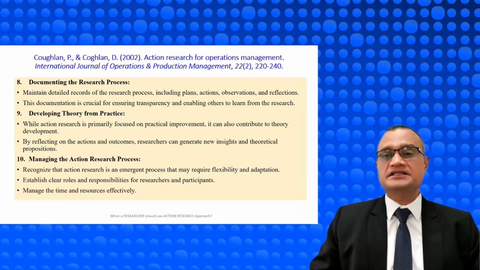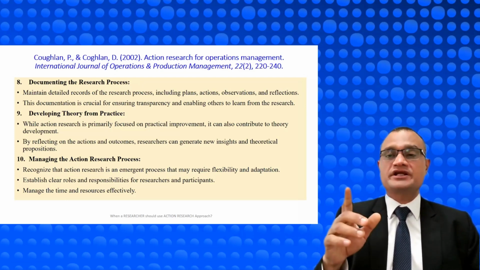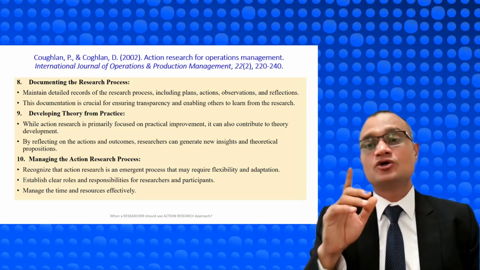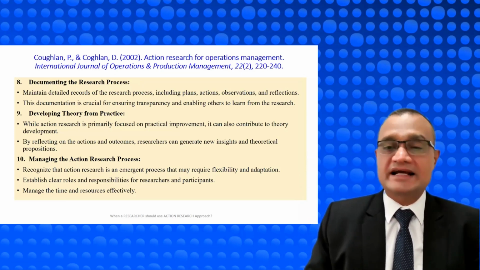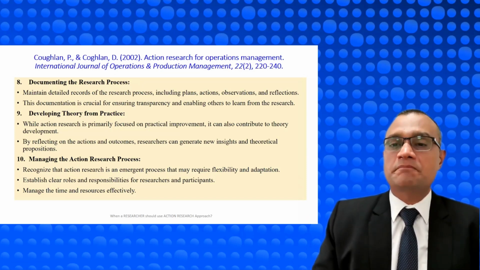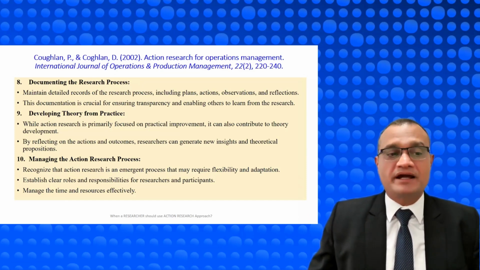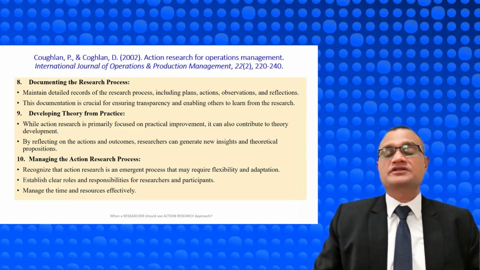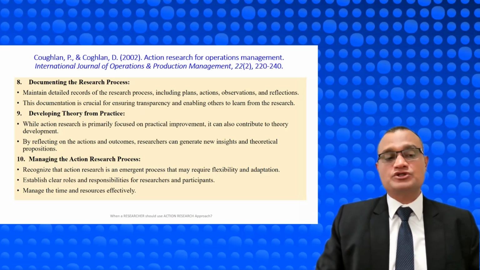Number 8, documenting the research process. Maintain detailed records of the research process, including plans, actions, observations, and reflections. And this documentation is crucial for ensuring transparency and enabling others to learn from the research. Number 9, developing theory from practice. While action research is primarily focused on practical improvement, it can also contribute to theory development. So when you reflect on the actions and outcomes, researchers can generate new insights and theoretical propositions.